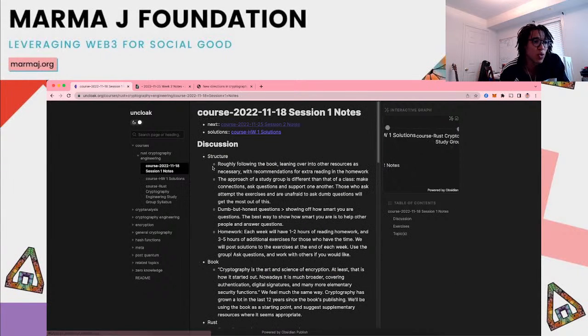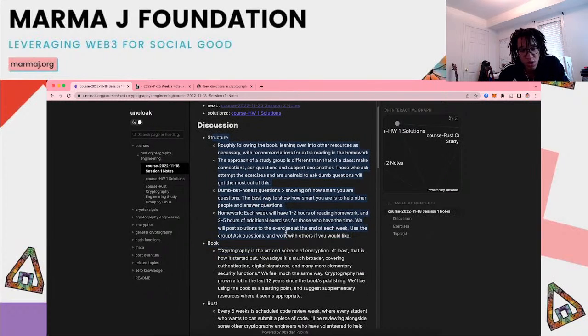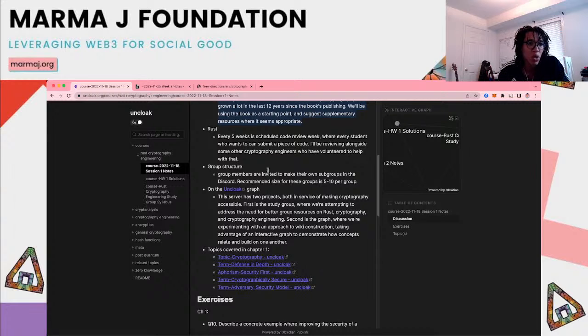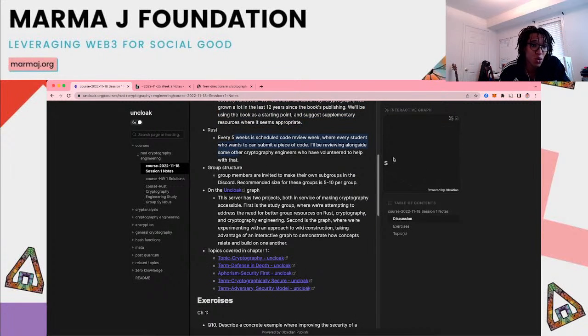I'm going to go through the session 1 notes quickly. So technically, session 1 was going through organization. What is the structure of the book, the course? What is the book about? What is Rust? How are we going to be using Rust in this course to educate on cryptography engineering? What is the group structure? How are our study groups going to be made?